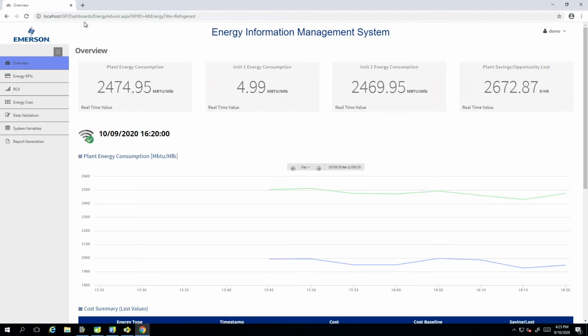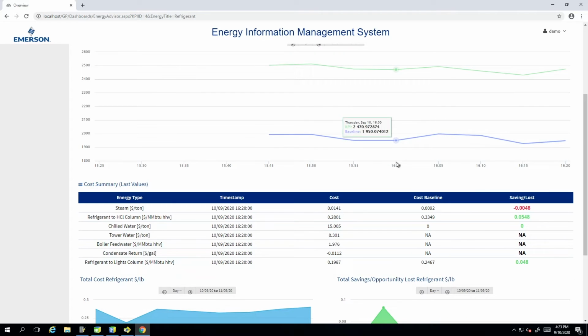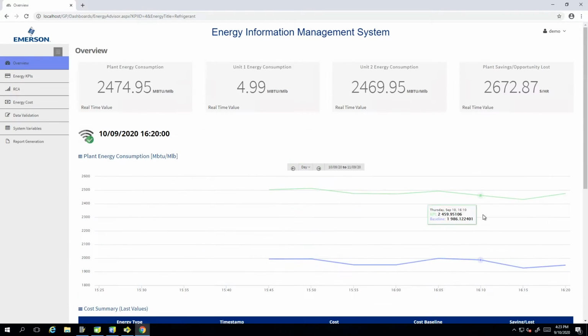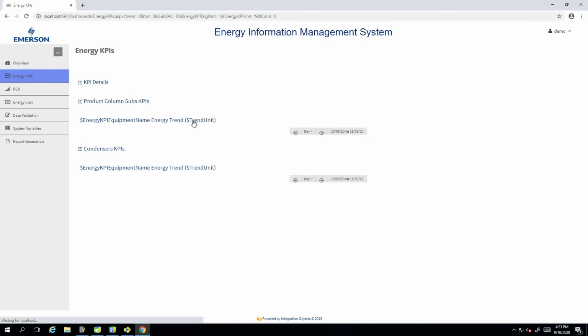This overview screen shows my plant and unit-by-unit energy consumption, along with an indicator if we are saving or wasting energy. As you can see, I have some opportunity to save some energy. Let's drill down to find the root cause of the problem so I can make recommendations to operations or submit work orders for bad actor assets, depending on the root cause.